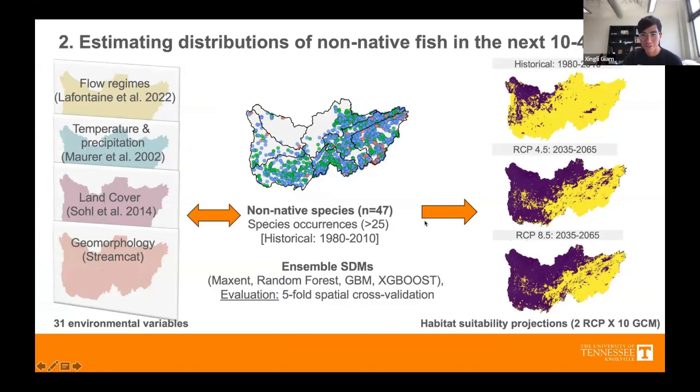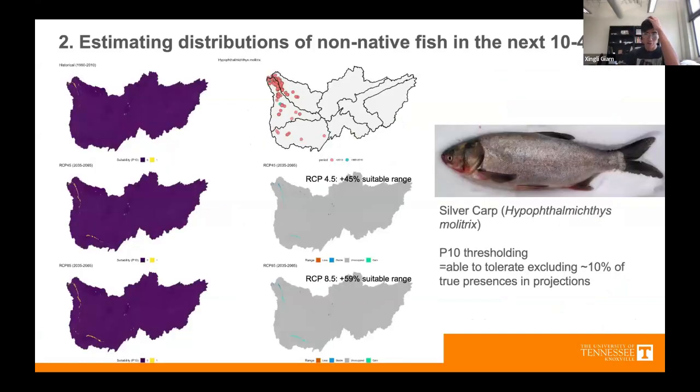So after training the data, we can project habitat suitability across 2 RCPs and for 10 GCMs, and we average the likelihoods, and then we do thresholding. So this is the last part, where I just want to show you some examples of the results that we have. Like for instance, silver carp.